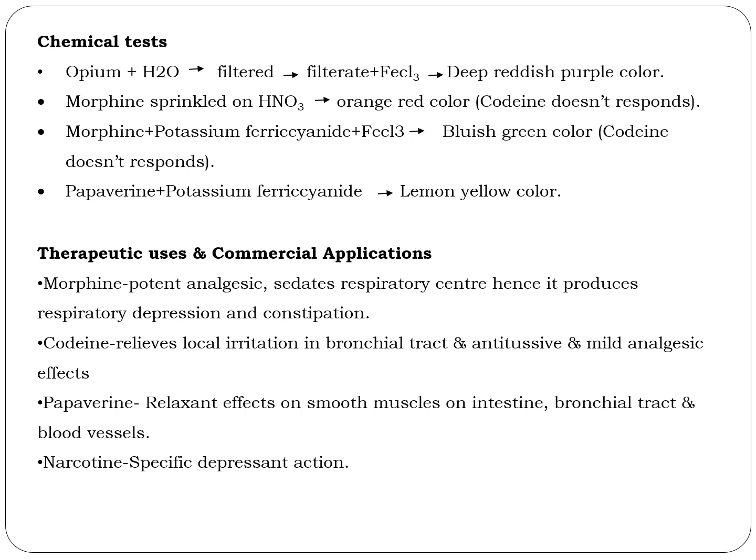Morphine, a potent analgesic, sedates the respiratory center, hence it produces respiratory depression and constipation. Codeine relieves local irritation in the bronchial tract and is an antitussive with mild analgesic effects. Papaverine shows relaxant effects on smooth muscles of the intestine, bronchial tract and blood vessels. Narcotine has a specific depressant action.